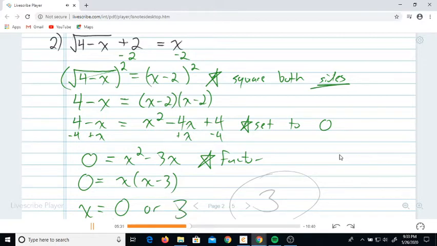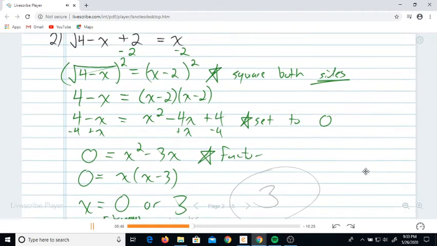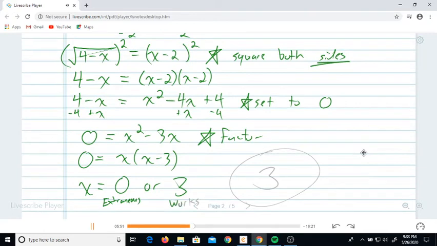Now we want to check both of these. If we check the 0, you'll note when we plug it in, we get 2 plus 2 equals 0, which is false. So 0 is extraneous. Let's check 3. If you plug in 3, you get 1 plus 2 equals 3. 3 works. So the solution is actually 3. So sometimes you'll get multiple solutions where one is extraneous and the other one works. You do need to check them both.